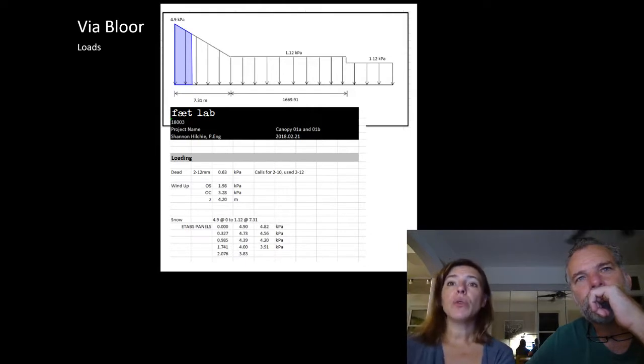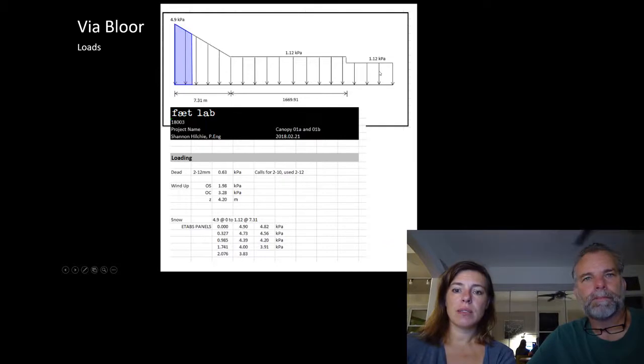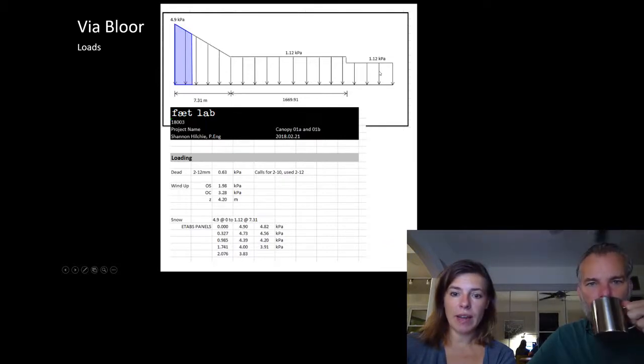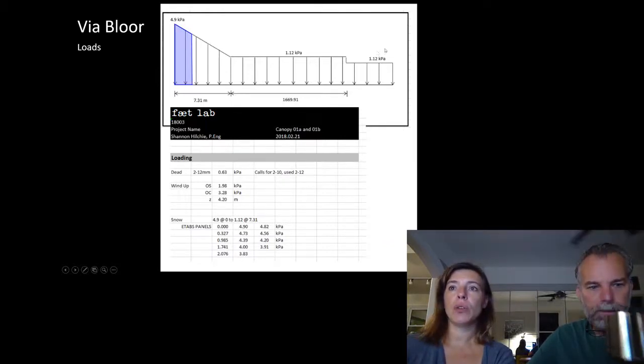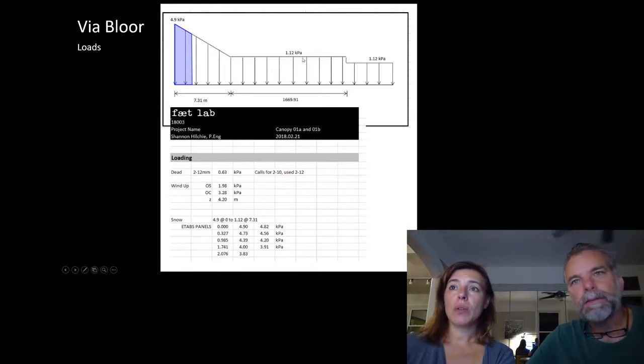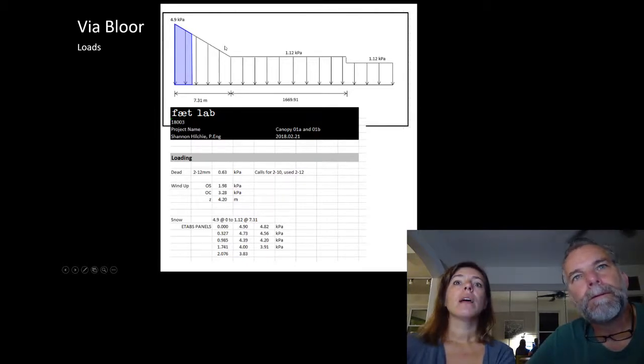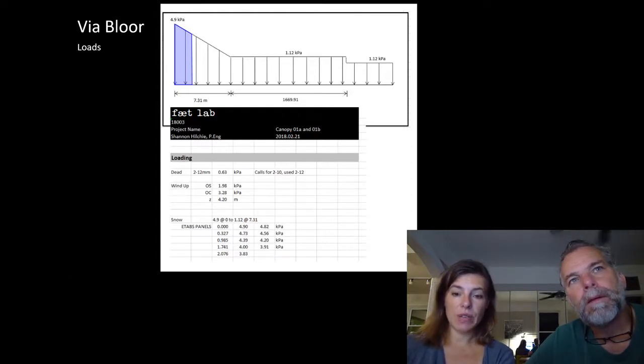Here, if you look at the diagram for snow load, this is very much what that diagram I just showed you for accumulated snow loads. You can see that the base load is 1.12 kPa, and you can see it went up to 4.9 kPa. So 5 meters of snow stacked up on the top of this canopy.